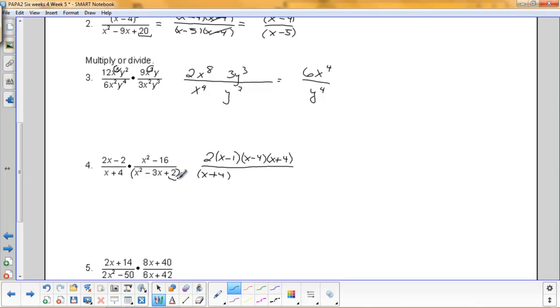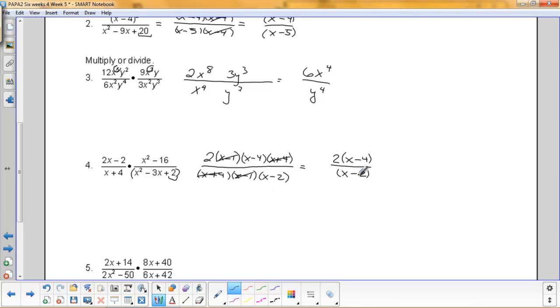And now what two numbers multiply together to make 2? And how do those numbers add up to make negative 3? So that's going to be x minus 1 and x minus 2. Now we're going to have a big cancel party. This is going to cancel with that. This is going to cancel with that. And what's left is 2 times x minus 4 over x minus 2.